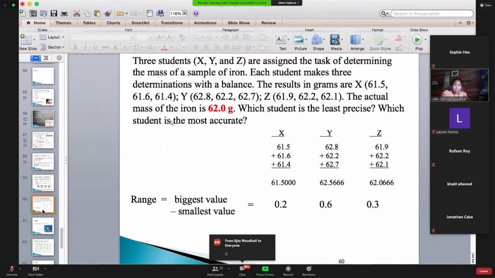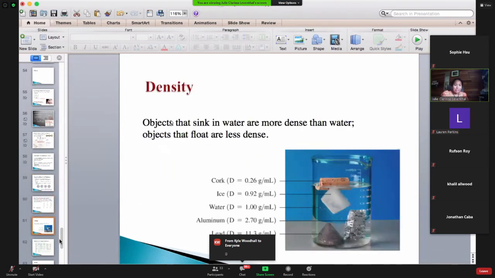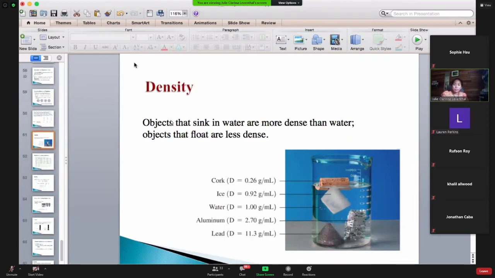Okay, so that is the difference between accuracy and precision. So this is measured numbers. We did that. And the last topic is density, and we're off for today. So density.